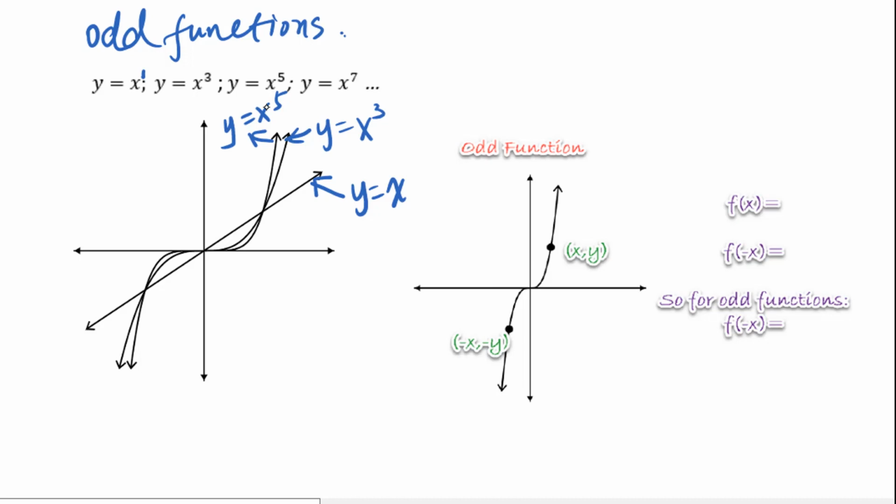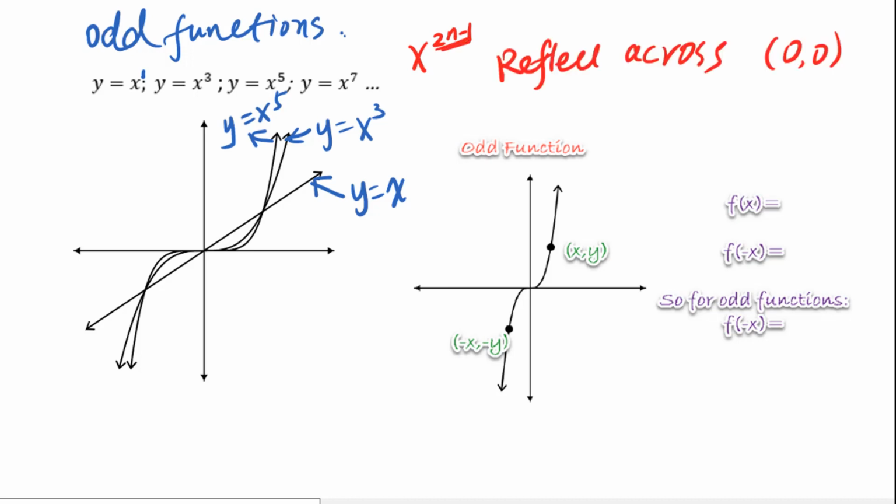Look at the following functions. y equals x to the first power, y equals x to the third power, y equals x to the fifth power, and so on. You could say the graph of x to the 2n minus 1 power. This is an odd power. All the graphs reflect across the origin.